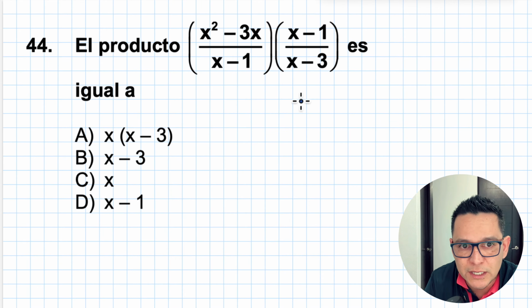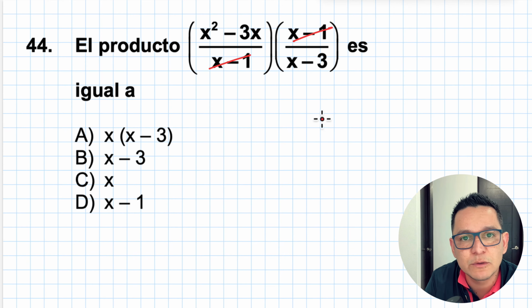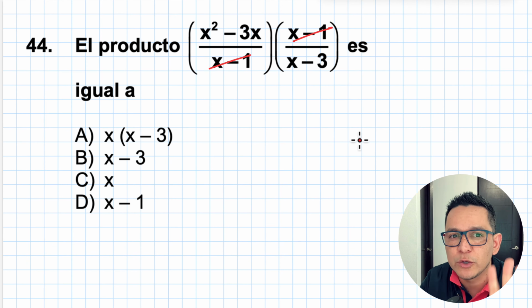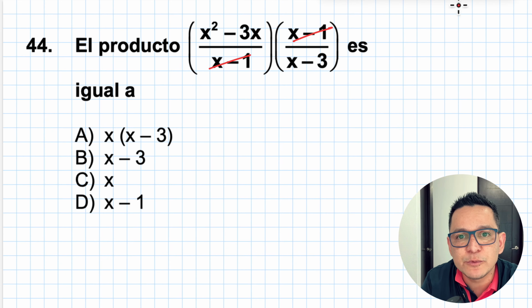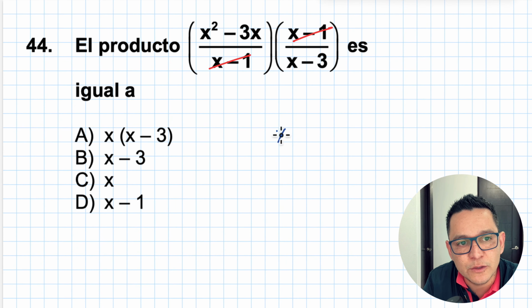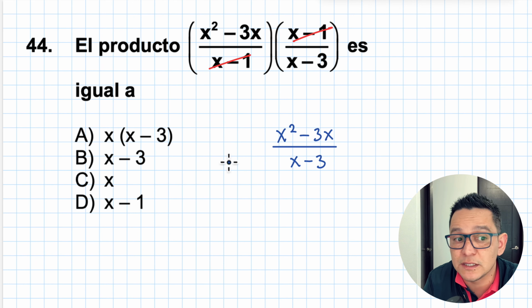And look, I can quickly see here that this x minus 1 can be cancelled with the x minus 1. Remember that when I say cancel, in this case I mean that the division equals 1. That's why I can remove them, and I'm just going to write what's left. What's left? Well, in the numerator, x squared minus 3x. And in the denominator, I'm only left with x minus 3. See, this fraction is already simpler, right? But we still haven't reached one of the options over here. So let's keep going here.